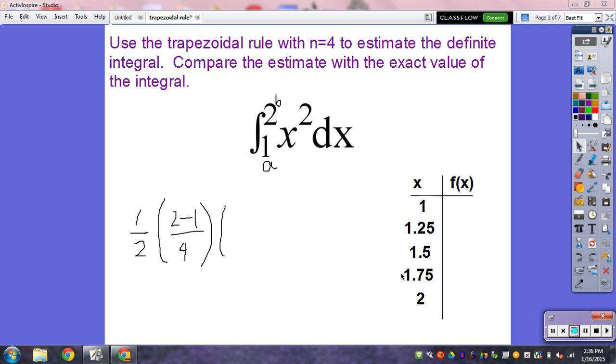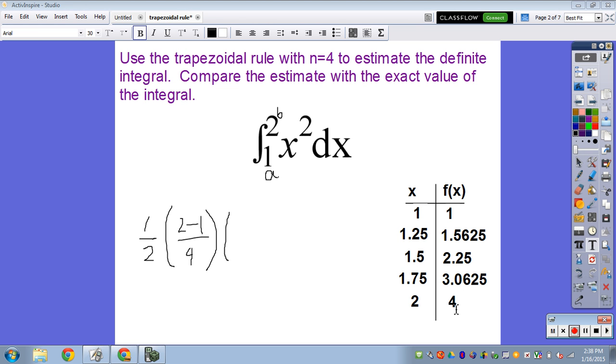And so here are my x values, and it's probably better to write f of x instead of y. So what I would do is I'd take each of these x values, plug it into my function, which is x squared, to get the f of x value, which is the length of the base of each trapezoid. So here are my corresponding y values, and all I have to do now is complete my sum. And so I would take the first y value, add it to 2 times each middle y value, and then add the last one at the end.